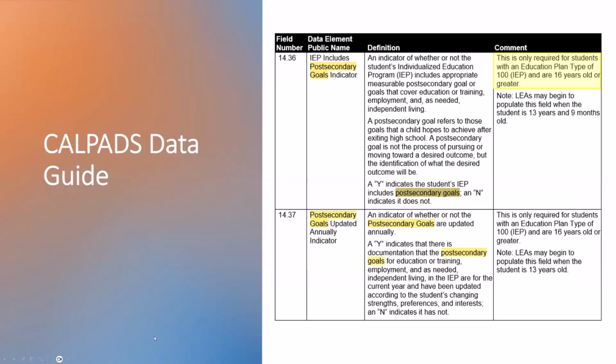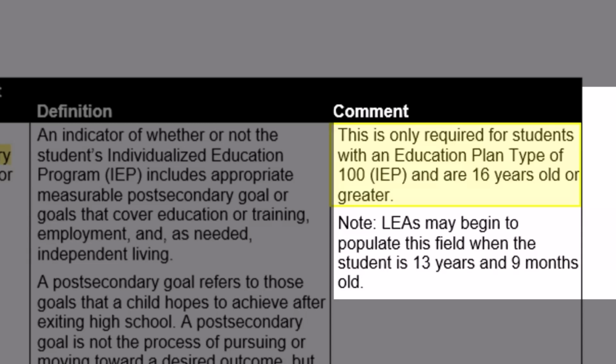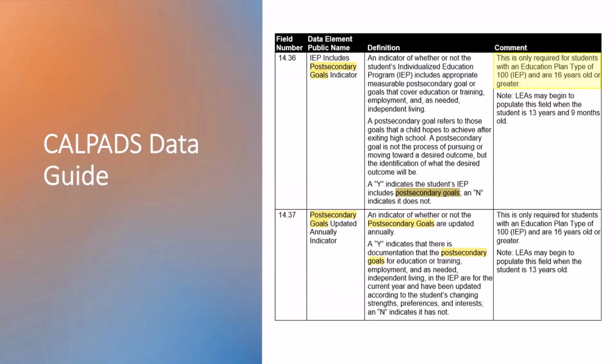Then we have the CALPADS data guide. It has some CFS information as well. You can see that it clearly says at the bottom, a Y indicates the student's IEP includes post-secondary goals, and an N, no, would indicate that it does not. Top right under comment, this is only required for students with an IEP that are 16 years old. So again, just to further reiterate that the field has to be populated. You have to indicate yes or no once a student turns 16.